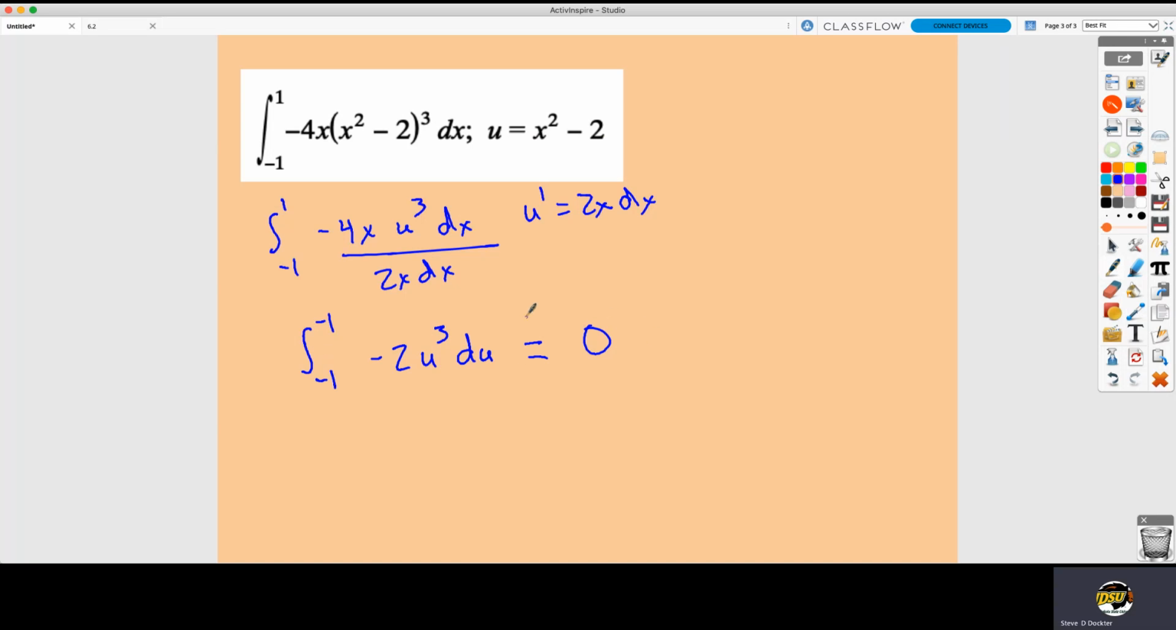Any questions with this change of variable thing? Okay. We will see this every once in a while. We might see this later this year when we're trying to find, say, velocity. We start with the time, but then maybe we have to change it into a distance at some point. There's lots of different applications for this.